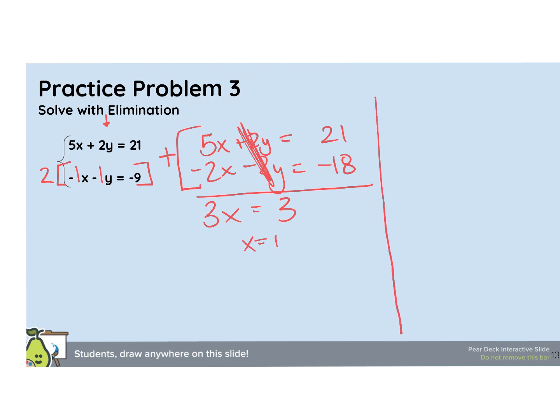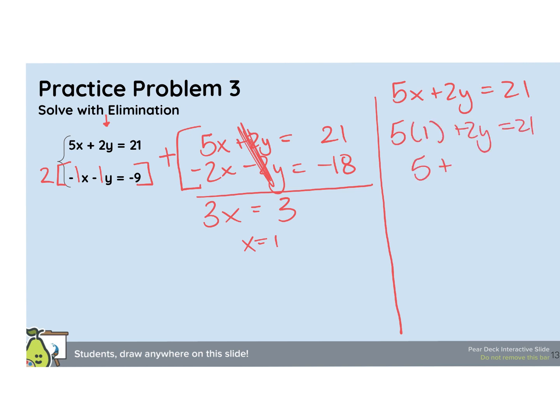Going to plug that in. I know the second equation has smaller numbers, but I prefer everything to be positive. So I'm going to plug in to this equation, but do whichever one you like. So instead of x, I can put a 1 there.